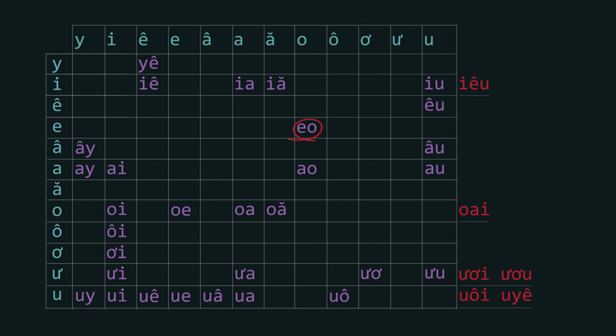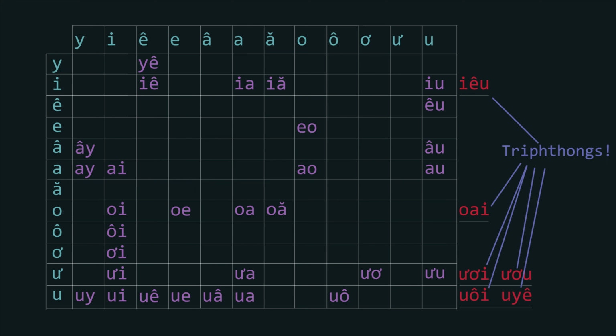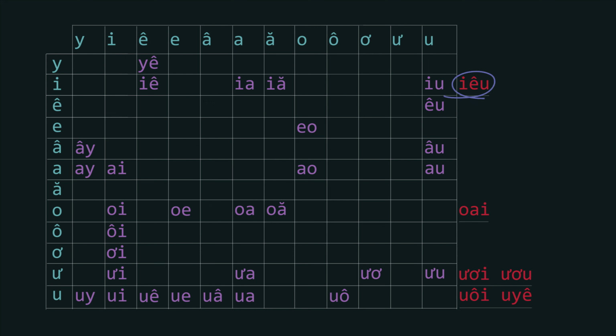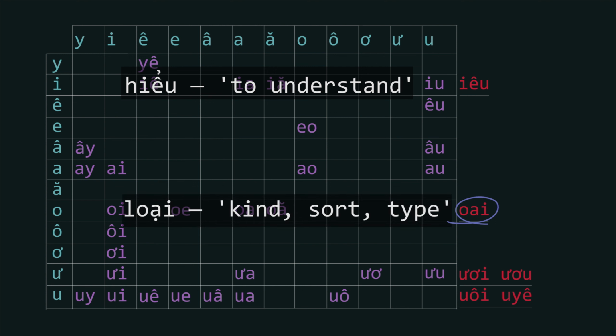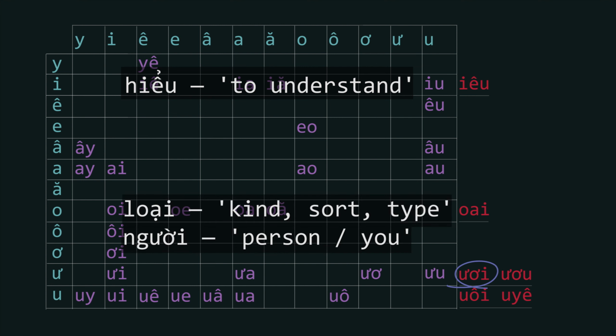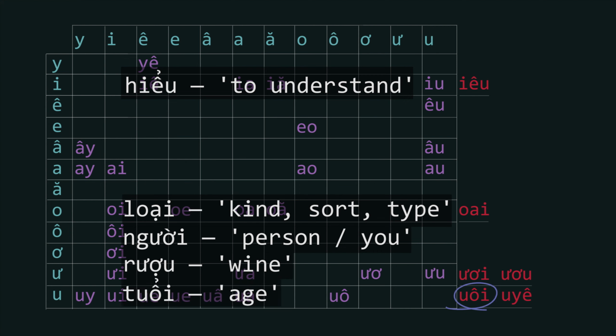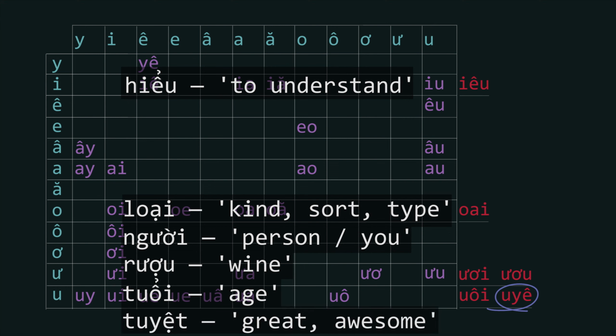In addition to diphthongs, Vietnamese also has a couple of triphthongs with 3 sounds. So here we have eo as in heo, oi as in loi, oi as in ngoi, o as in ro, uoi as in tuoi, and ue as in tuet.